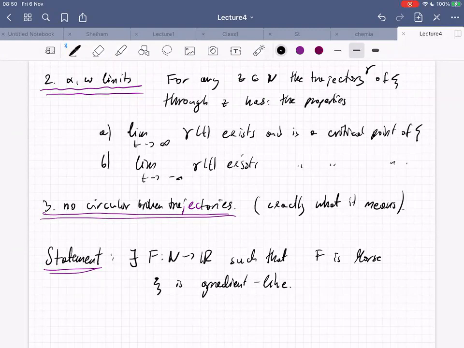It's much easier to prove it yourself than to read somebody else's proof. That's one of the features of Morse theory. So I will give you a hint. First of all, if you have metrics defined locally, such that ξ is a gradient-like vector field, you can glue them together to a global metric by using partition of unity.